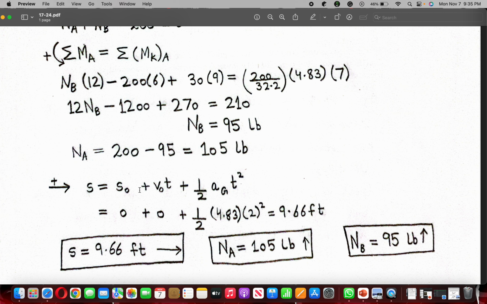initial displacement plus the initial velocity multiplied by time plus 1/2 acceleration multiplied by time squared. As the initial velocity is 0, that term becomes 0, and there is no initial displacement, so that's also 0. So we put in the values for acceleration and time, and we get 9.66 feet. Its direction is towards the right, and for the normal forces it's 105 for A and 95 for B, and both of them are in the vertically upward direction.